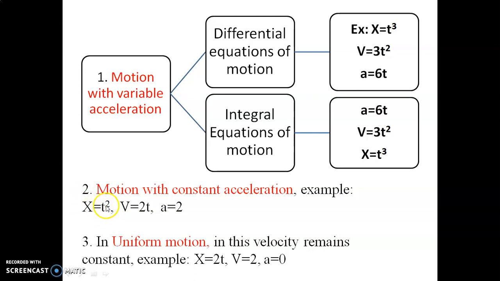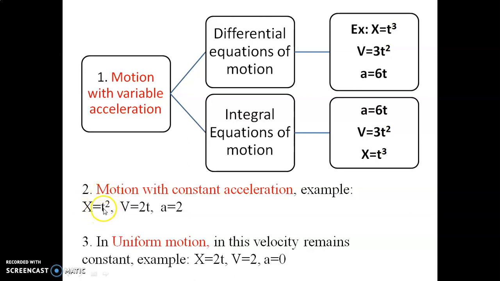If I put t is equal to 2, the displacement becomes 4. If I put t is equal to 3, then x becomes 9, displacement equal to 9. Okay, so if I differentiate this equation x is equal to t square with respect to t, why am I differentiating this equation of x is equal to t square with respect to t?